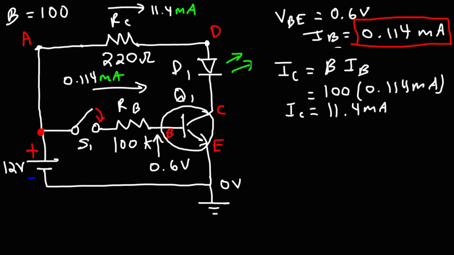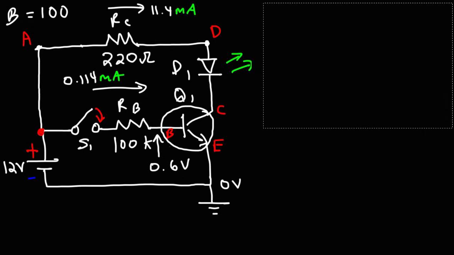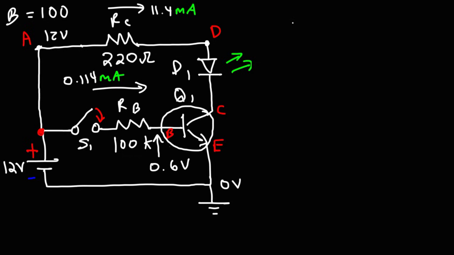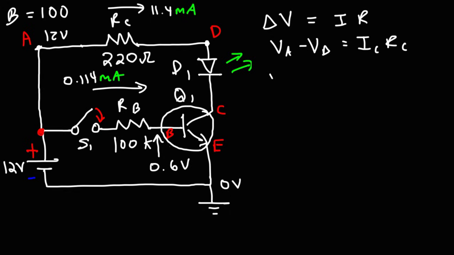So now that we know the current flowing through RC, we can calculate some potentials around that point. We know the potential at A is 12 volts. So using Ohm's law, we can calculate the potential at point D. So the voltage is going to equal the current times the resistance. The voltage is going to be the difference between the potentials at A and D. This is going to equal IC times RC. So rearranging the equation, the potential at D is going to be the potential at A minus the voltage drop across RC, which is IC times RC.